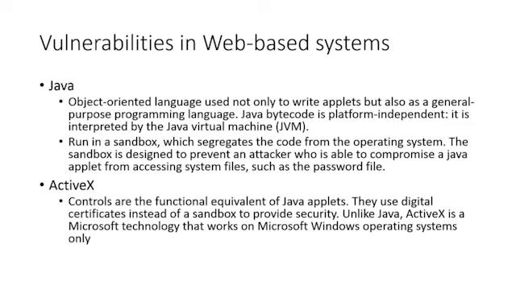Now, we also have something called ActiveX, and this is a Microsoft thing. This is not platform independent. These controls are the functional equivalent to Java applets. They use digital certificates, though, instead of a sandbox to provide security. Now, unlike Java, ActiveX is a Microsoft technology, like I said, that works on Windows operating systems only. So you can have these in your Windows operating systems. You may see this in Internet Explorer.